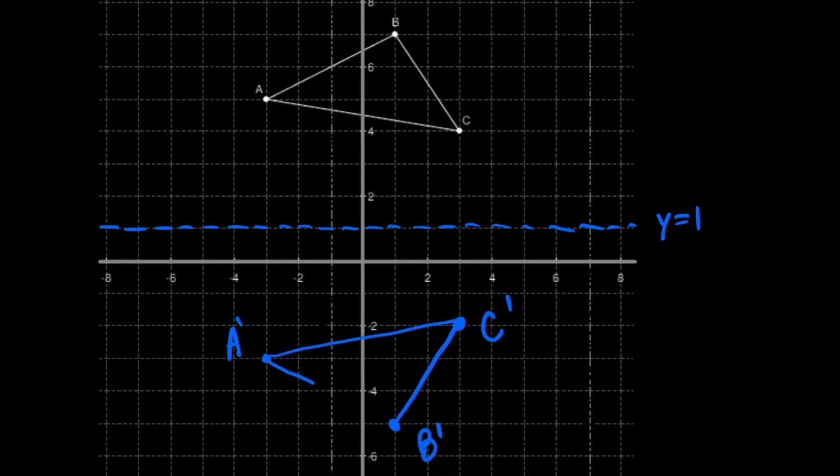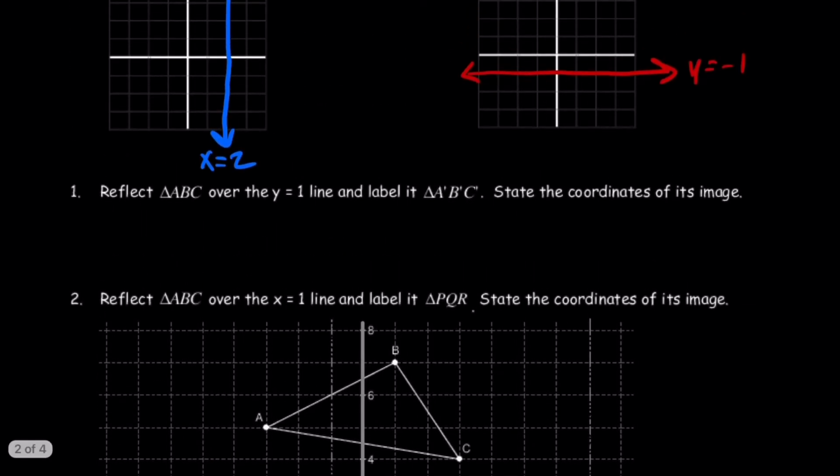Now what we need to do is write those coordinates. I like to do transformations visually, but we always need to write the coordinates down. So we'll start with A prime. Coordinates here would be (-3, -3). Okay, so let's write that down. A prime is (-3, -3). Then B prime and C prime.